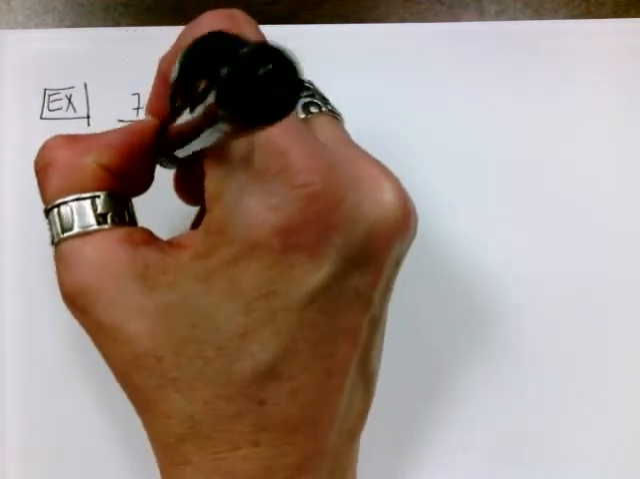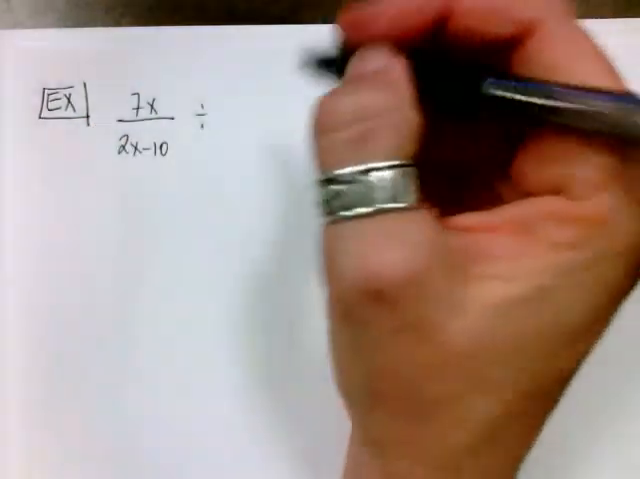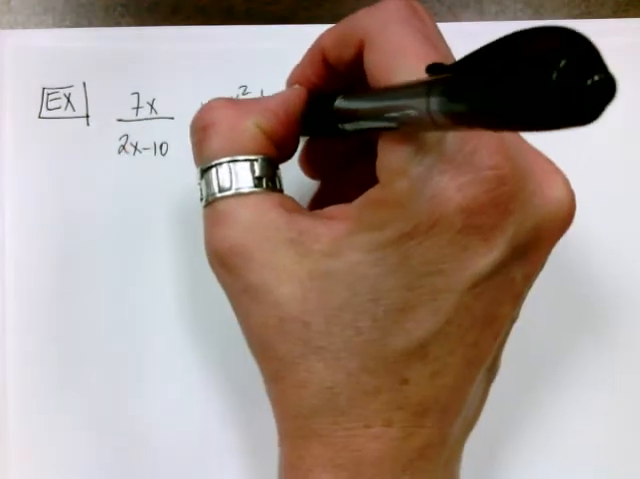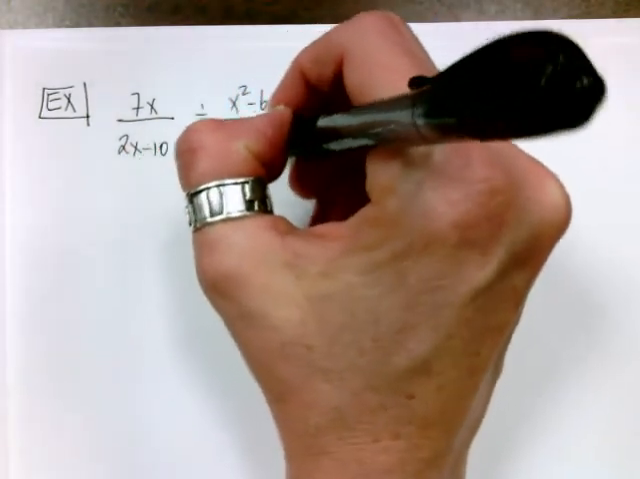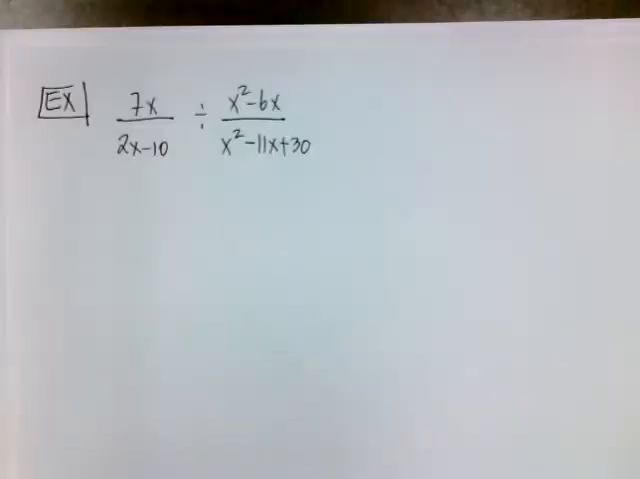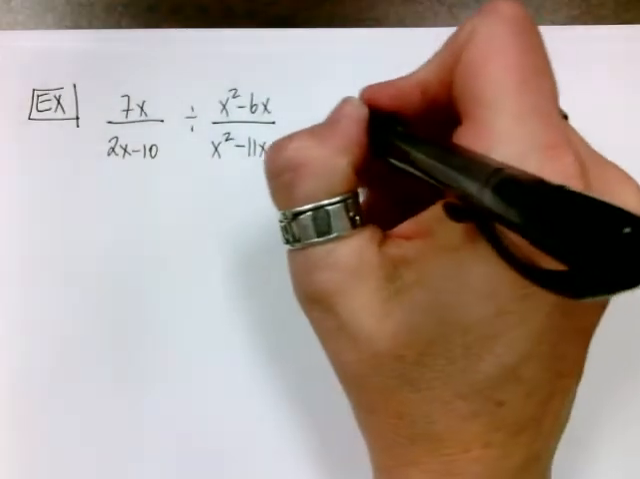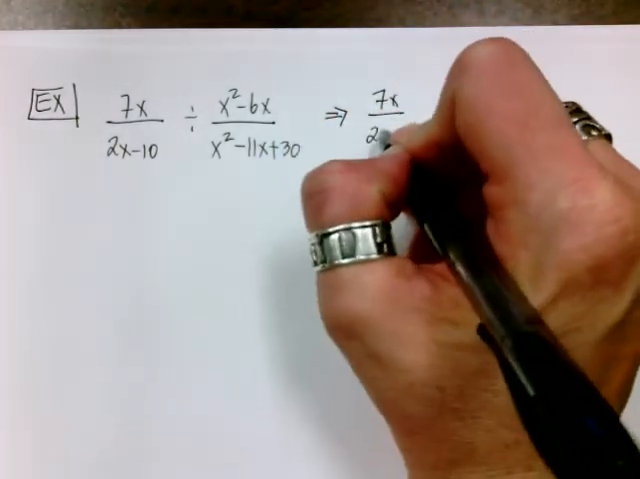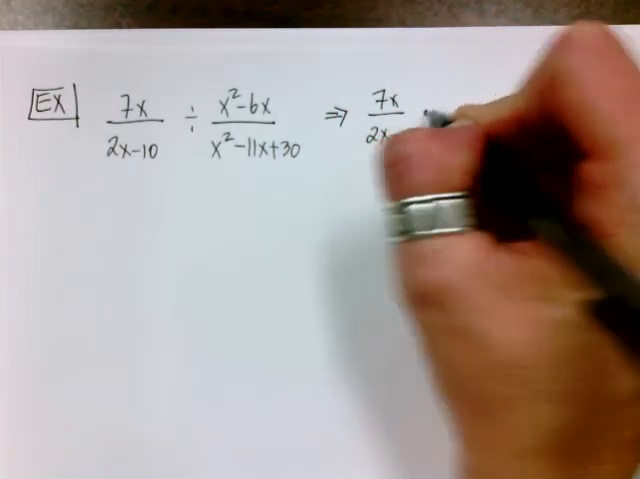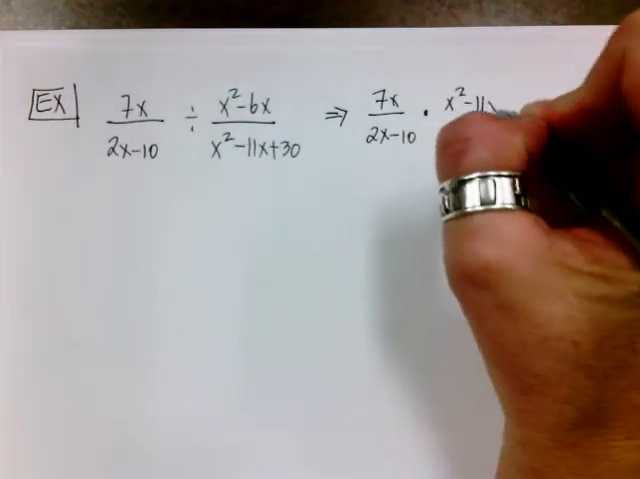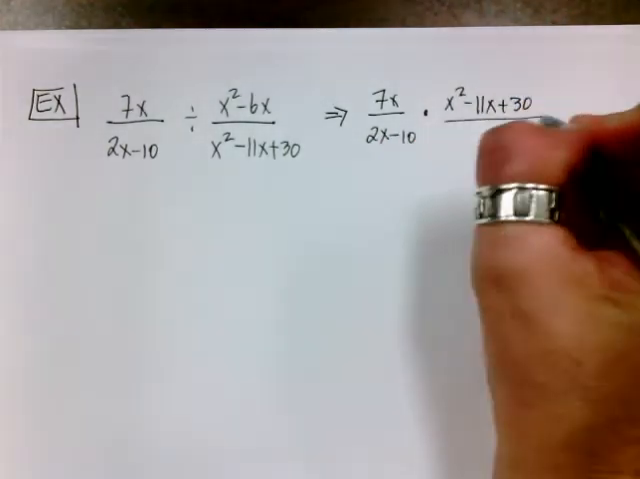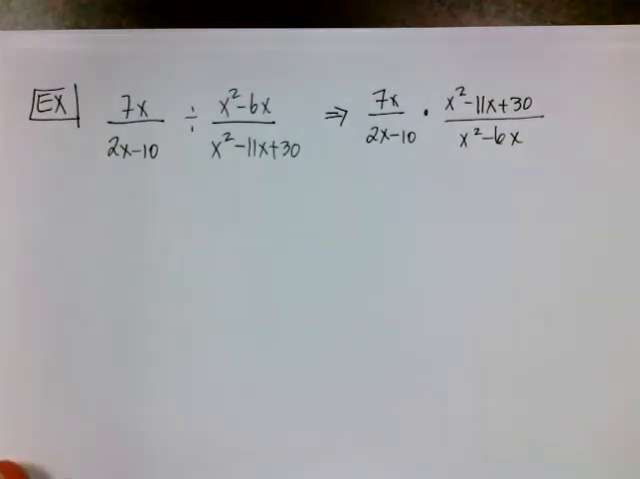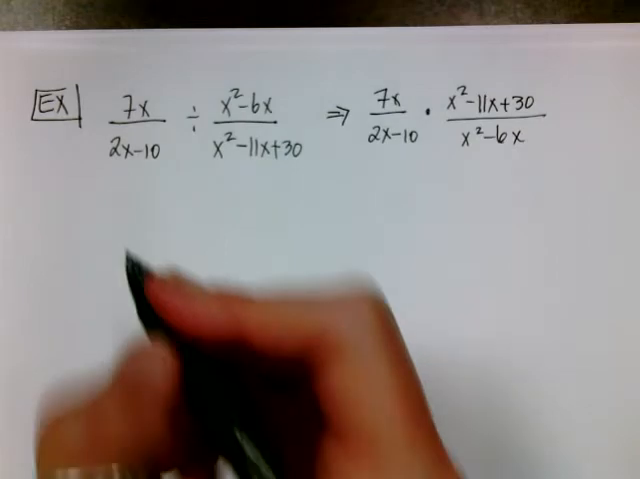My next example is going to be 7x over 2x minus 10 divided by x squared minus 6x over x squared minus 11x plus 30. First thing I'm going to do is flip my fraction, the second one. So 2x minus 10 times x squared minus 11x plus 30 over x squared minus 6x. Now I'm going to factor all of my terms.